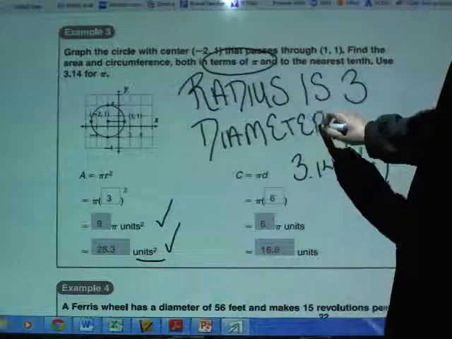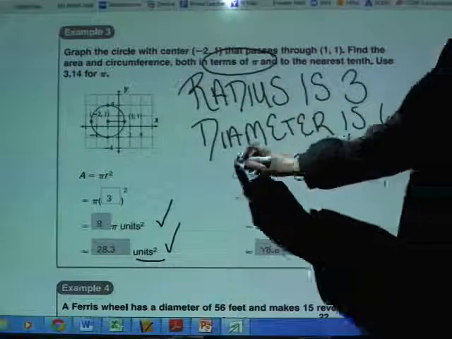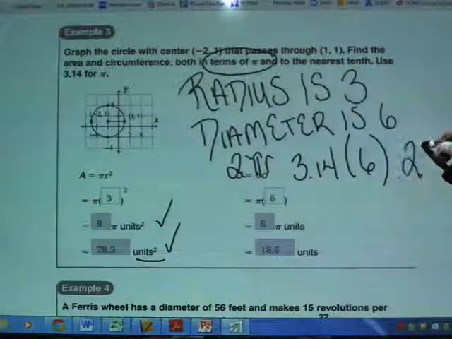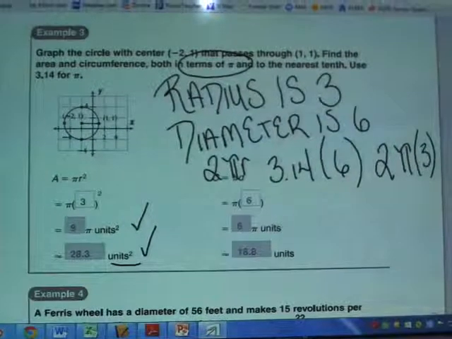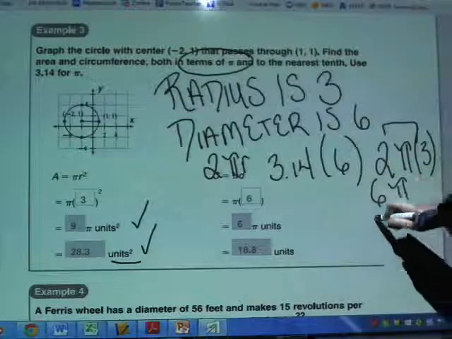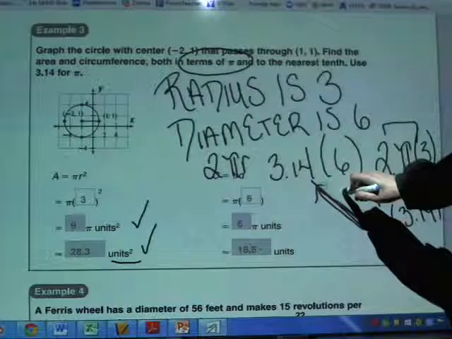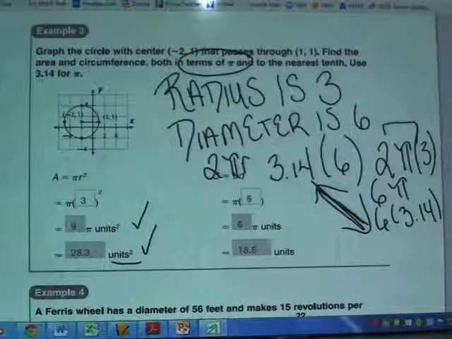Now, if that bothers you, use the other formula, because remember, there were 2 formulas for circumference. They just picked one. You can use 2 pi r here. If I use 2 pi r, that's 2 times pi, 3.14, times the radius 3. Well, the 2 and the 3 go together to make 6. 6 times pi, or 6 times 3.14, which is exactly what you see right here. Further proof of the relationship between radius and diameter.